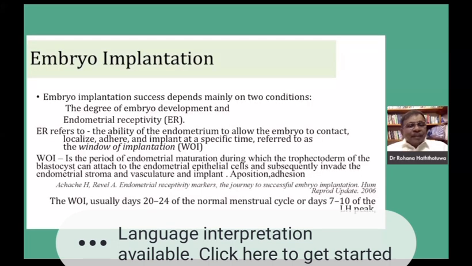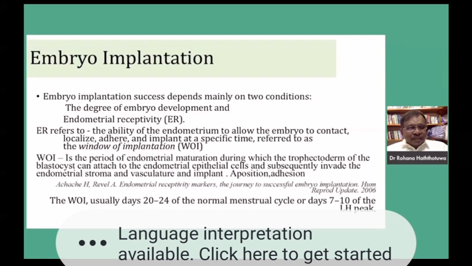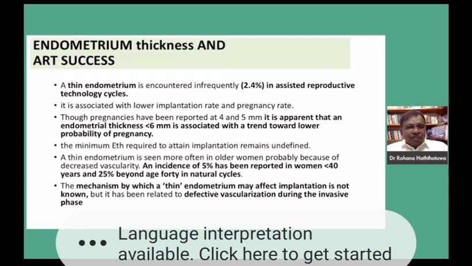obstetric complications. Then if we consider embryo implantation, success depends on the degree of embryo development and the endometrial receptivity. Endometrial receptivity is the ability of the endometrium to allow the embryo to contact, localize, and adhere to implant at a specific time, referred to as the window of implantation. The window of implantation usually is around 20 to 24 days of a normal menstrual cycle, about 7 to 10 days after the LH peak.